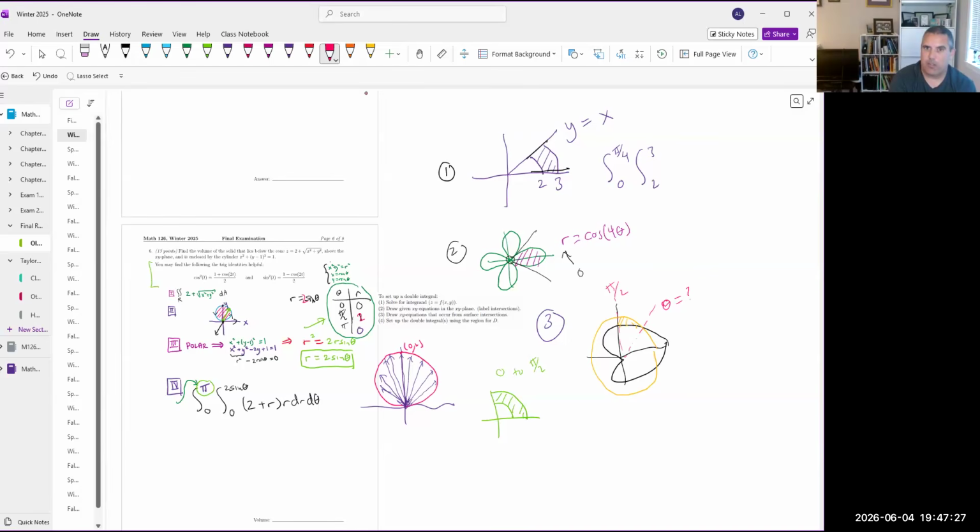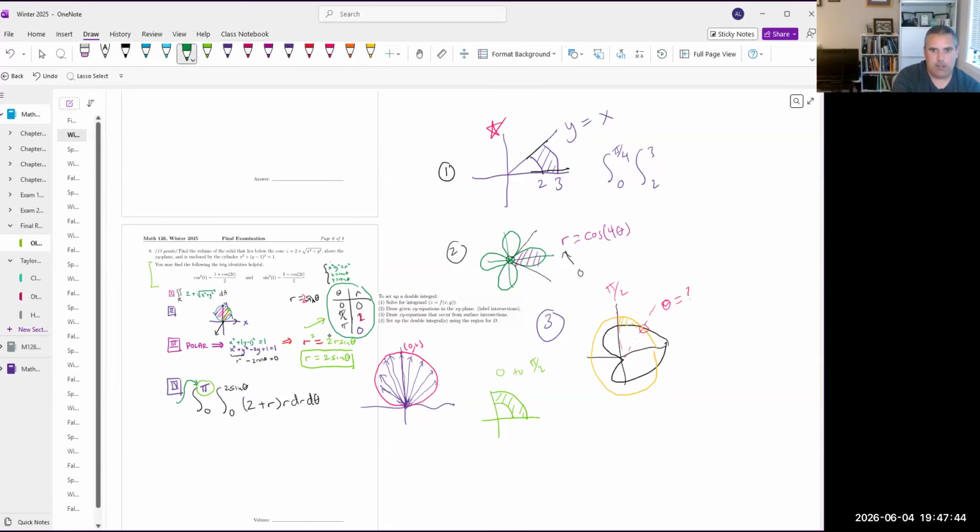Sometimes you can just see it from the picture. Sometimes you need to figure out when it hits the origin so you know when the loop starts and ends. And sometimes when you have two polar curves, you need to find the intersection where the r's are equal. Okay, so back to this question. We need the starting and ending angle.